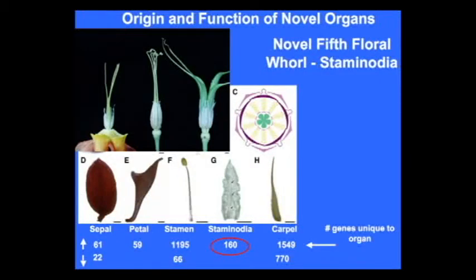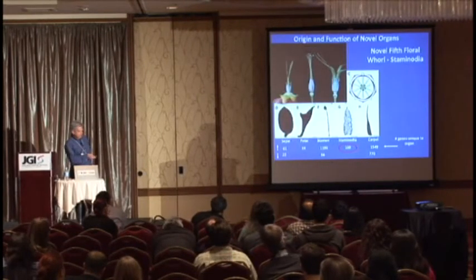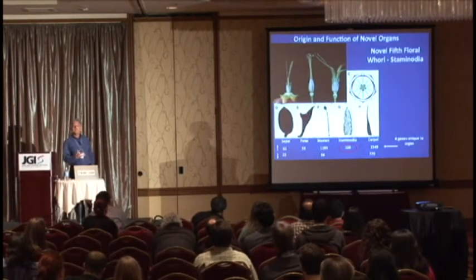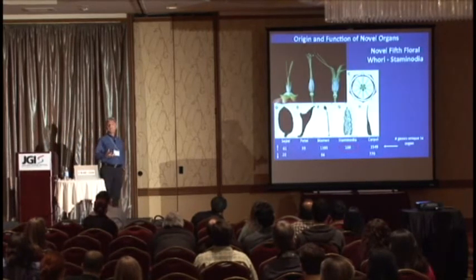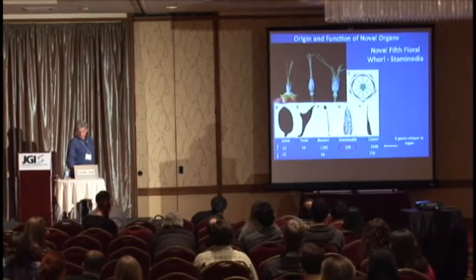There's also interesting floral development differences with Aquilegia. There's a 5th floral whorl that most plants don't have. And so sepals, petals, stamens, then the staminodia and carpels. And the staminodia surrounds the carpels here during development. With expression studies, we've found about 160 unique genes, and these all seem to be important with herbivory defense. And these may be protecting the carpels during development.